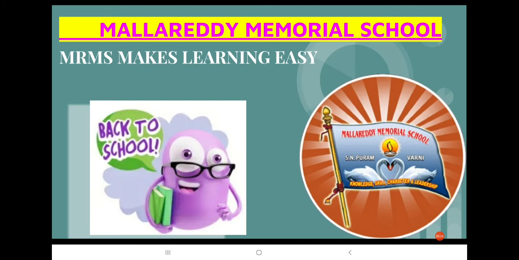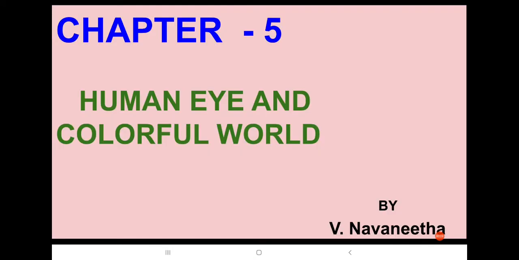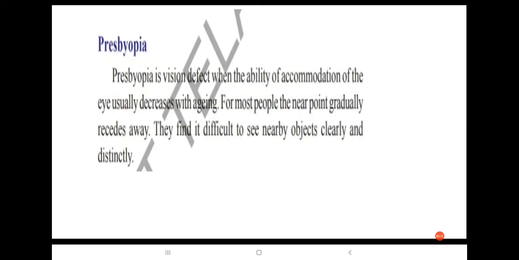Now we are going to discuss the topic from Human Eye and Colorful World. That is presbyopia. We learned in the previous classes about myopia and hypermetropia. In this class we are going to learn about presbyopia. Presbyopia is a vision defect in which the ability of accommodation of the eye usually decreases with aging.